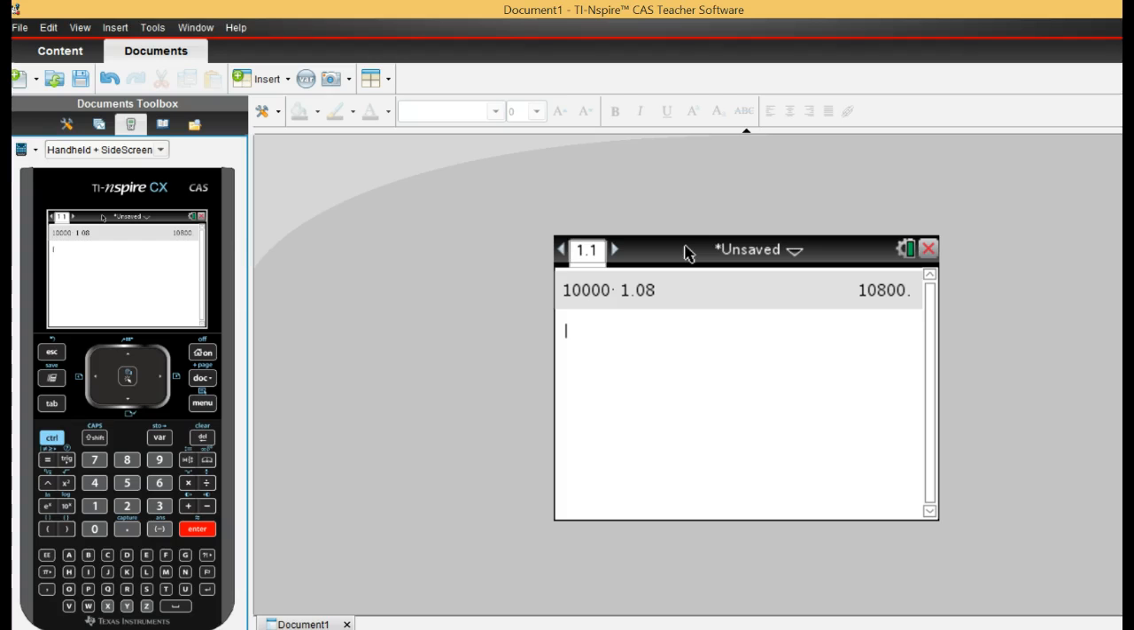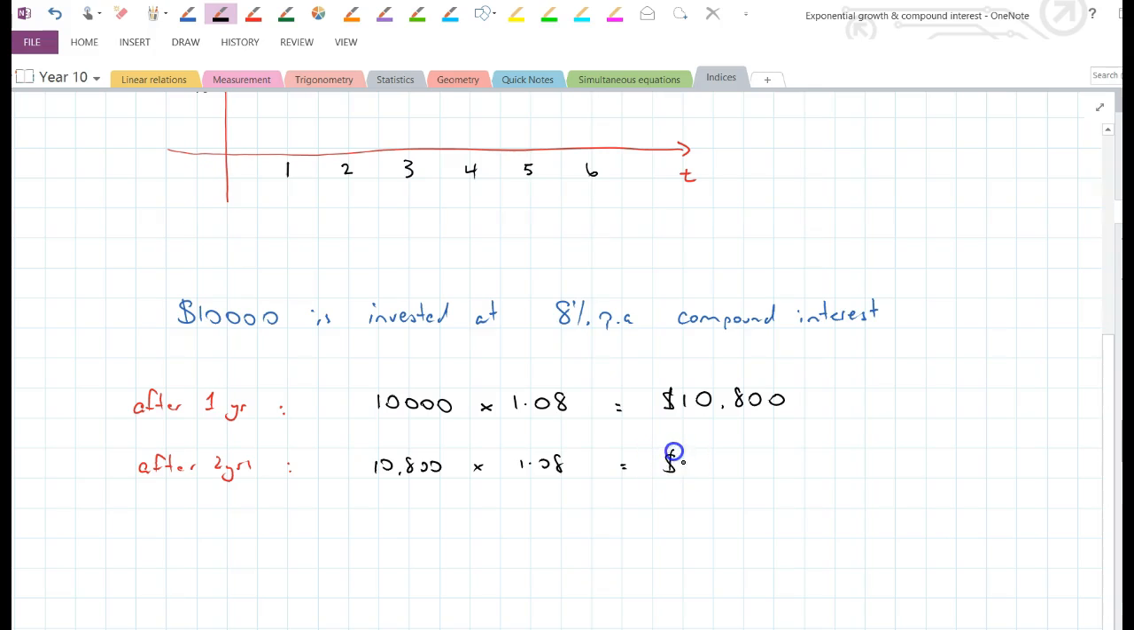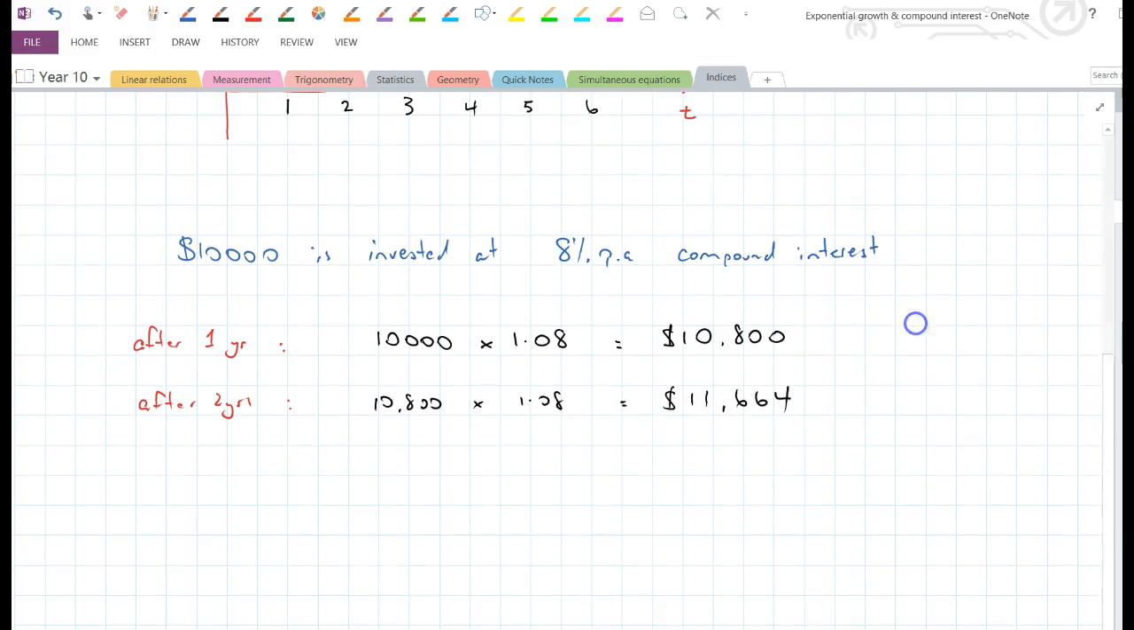So back into our calculator, and what we do here is multiply by 1.08 to increase that amount by 8%, and we get 11,664. So what we've got here is, and we can continue this down, but what if we wanted to, say, calculate what the investment was worth after 10 years? So what we want is some formula to work with.